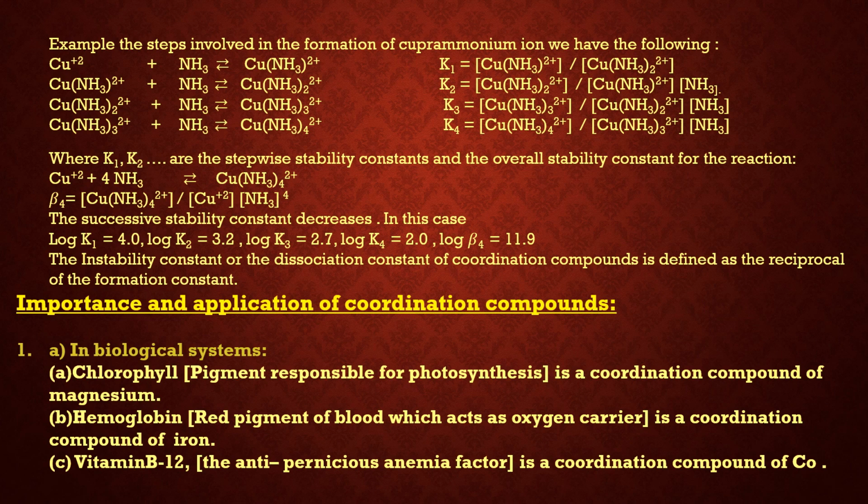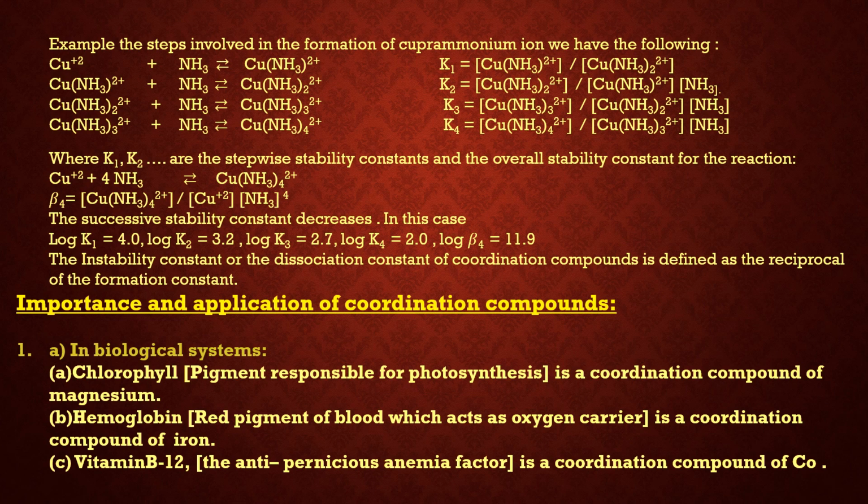Now, the successive stability constants decrease. Like in this case, log K1 is equal to 4, log K2 is equal to 3.2, log K3 is equal to 2.7 and log K4 is equal to 2. And the overall stability constant, that is log β4, is equal to 11.9. Now if we want to find the instability constant or dissociation constant of a coordination compound, we can just reciprocate the formation constant and easily calculate the instability constant or dissociation constant.